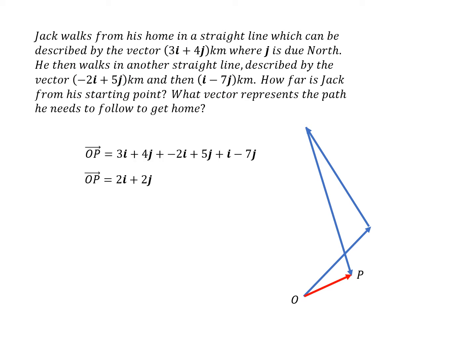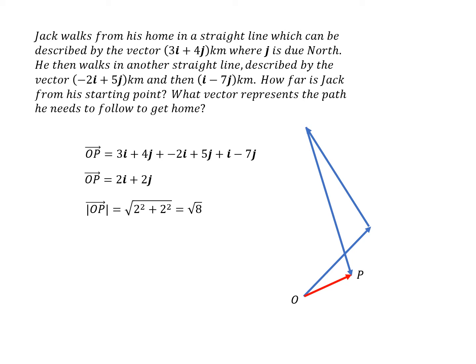OP is 3i plus 4j, minus 2i plus 5j, plus i minus 7j, which ends up being 2i plus 2j. And so the question is asking how far he is from his starting point, and that's just the length of that vector there. So the length of that vector is the square root of 2 squared plus 2 squared, Pythagoras, and that's the square root of 8.